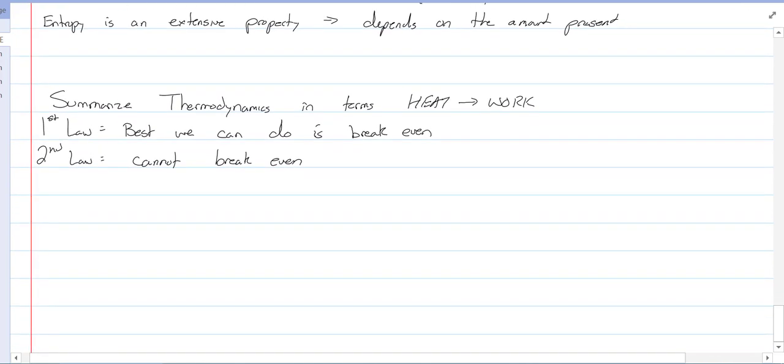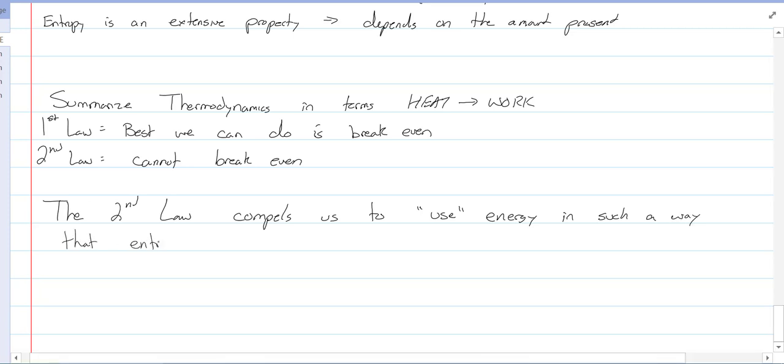Not. So the second law of thermodynamics compels us to, I'm going to quote, use energy in such a way that the entropy increases each time energy is converted.